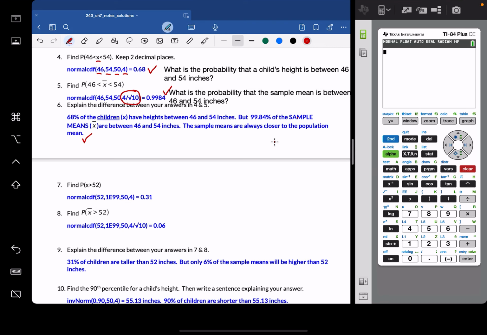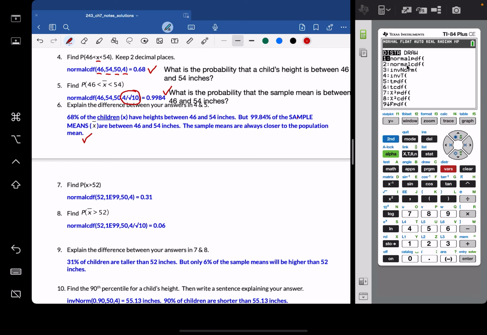So I pulled my calculator up and I wanted to just go back to question 4 and 5 on page 1 of your notes sheet. And to get those values, again, remember we go to second distribution. This is what you learned in chapter 6. And so all of those skills are going to still be coming in handy.